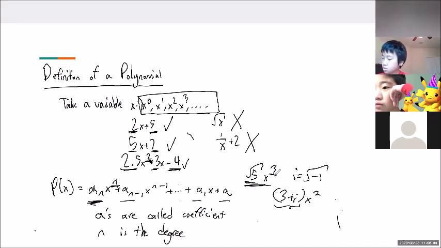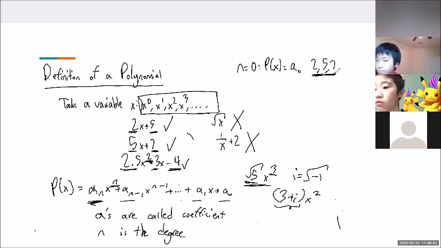If you plug in n equals 0, you get a special case of polynomials, constants, because plugging in n equals 0 means that x to the n is actually just 1. Just p of x is equal to a0. So these are just constants. Some examples like 2, 5, 7 are all technically polynomials, even though they might not seem like it.